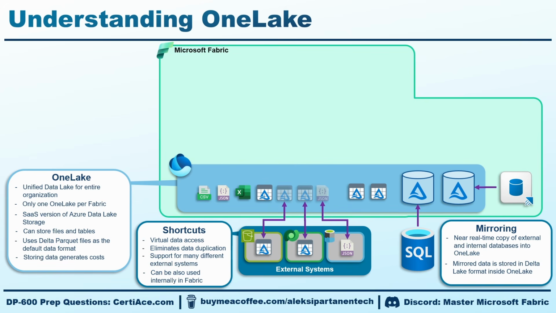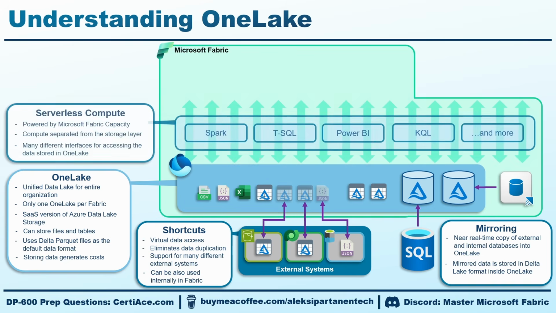The answer is that on top of the OneLake, we have a serverless compute layer that is powered by a Fabric capacity that provides the compute for Fabric. And like in many modern data platforms, the compute and the storage have been separated from each other, and so is the case with Fabric. This compute layer provides many different interfaces for accessing data in OneLake, and we have interfaces like Spark, T-SQL, Power BI interfaces, KQL, and many others that can be used to interact with the data in OneLake.